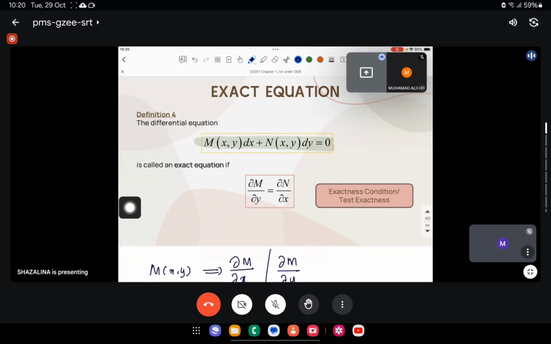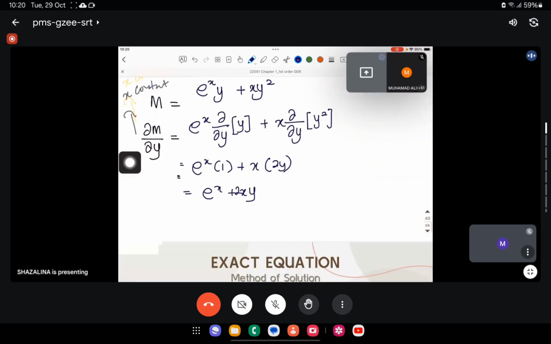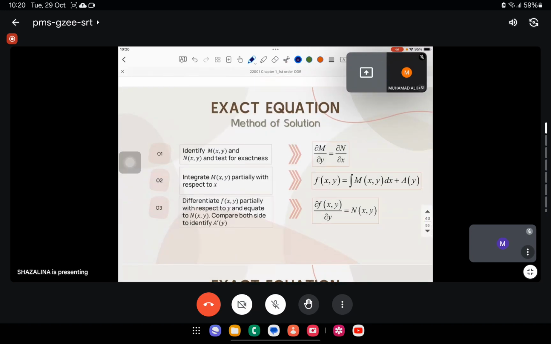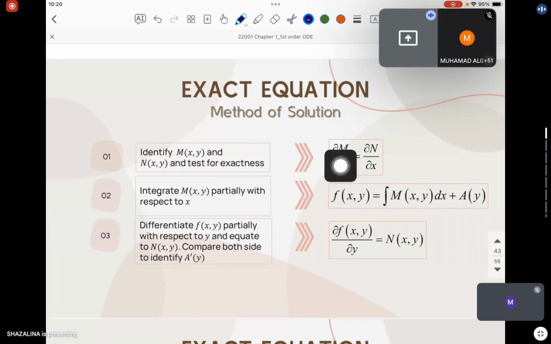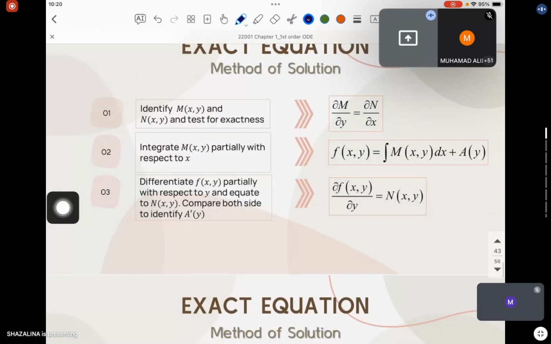Okay, so everyone has the notes, right? Then we go to the method of solution. The first step to solve an exact equation is to identify M and N for the exactness test. As I said earlier, differentiate M with respect to y and then differentiate N with respect to x. Step number 2 is the solution. It's about the solution for the exact equation.